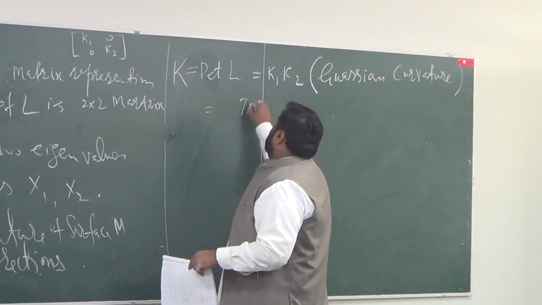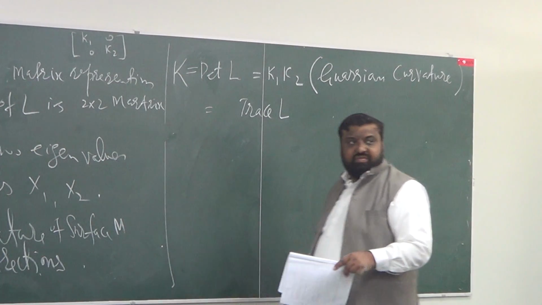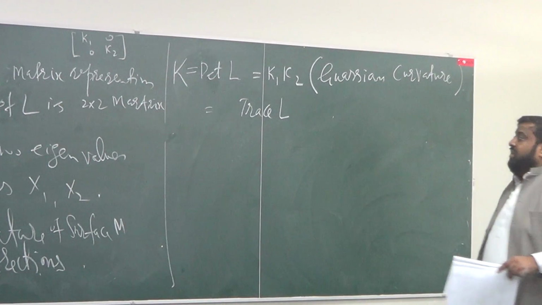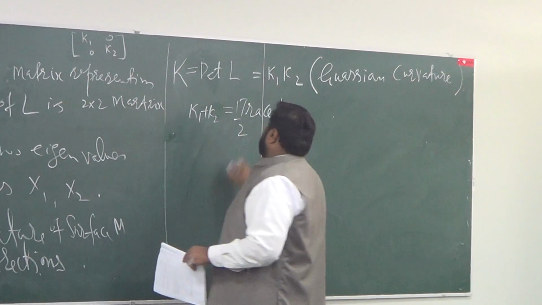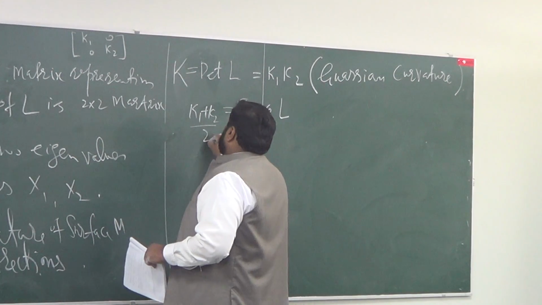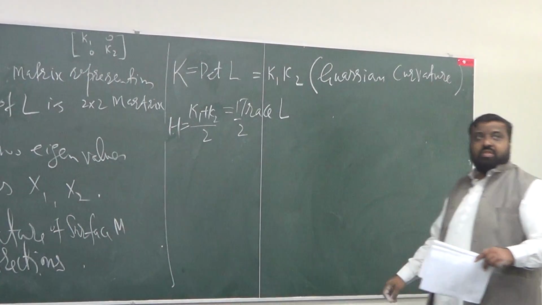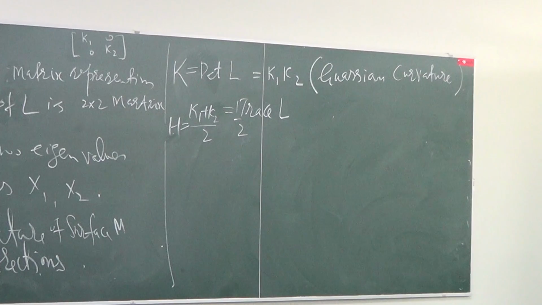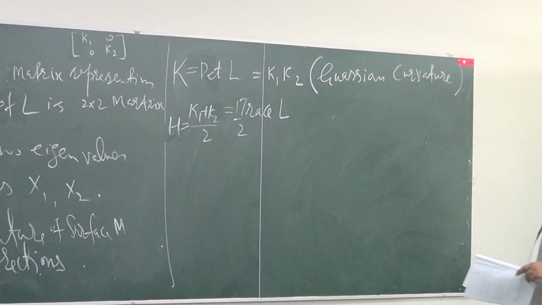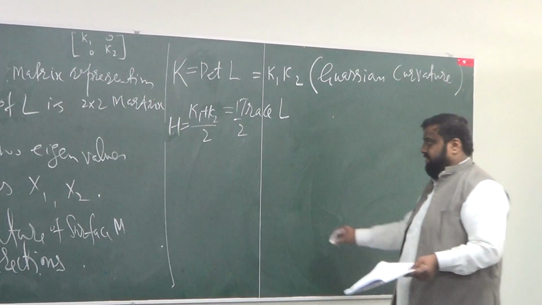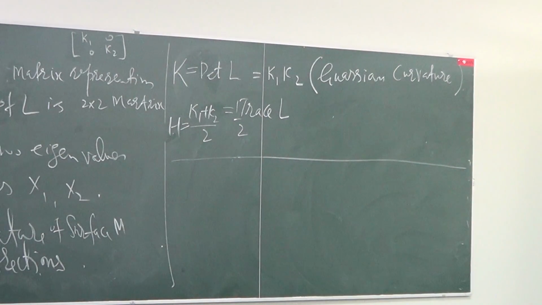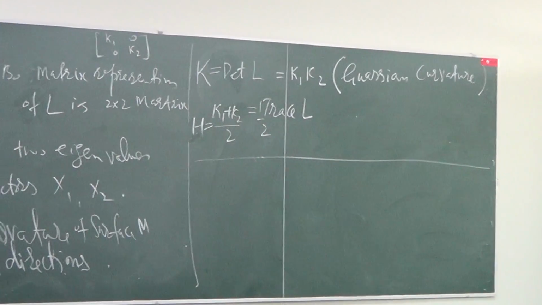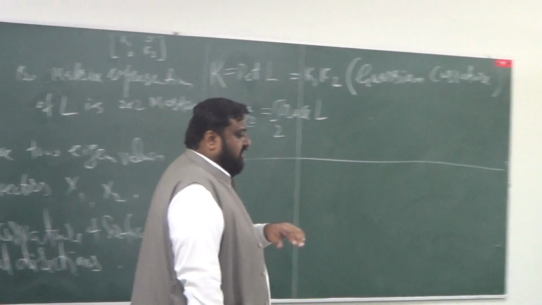How about if I take the trace of the matrix L? It will be k1 plus k2. The mean curvature would be if I multiply it by 1/2. So this would be half of k1 plus k2, and this is what you call your mean curvature. Is it making sense? What we are going to see afterwards, okay, is that mean curvature is an important quantity, because if the mean curvature of some surface is 0, that surface is something called a minimal surface actually. And what do you mean by the minimal surface?